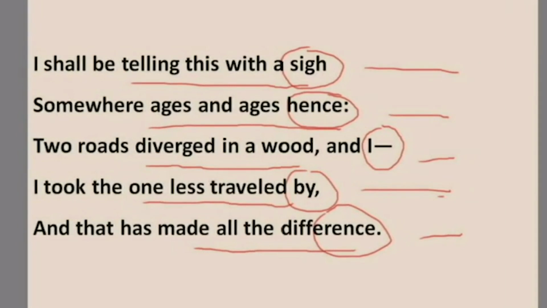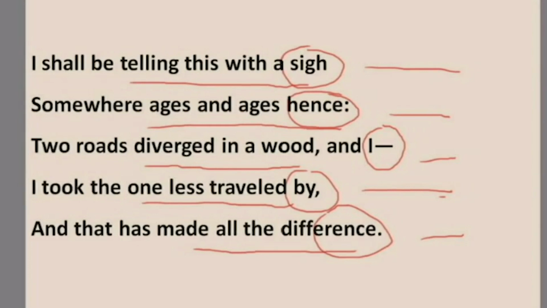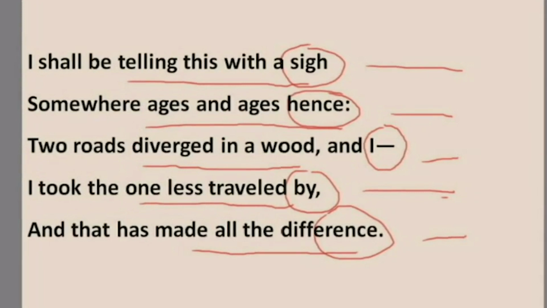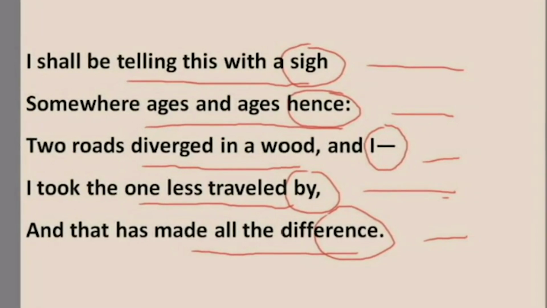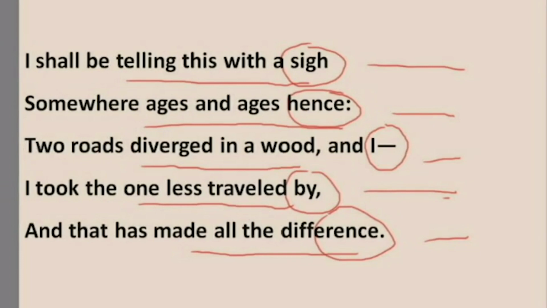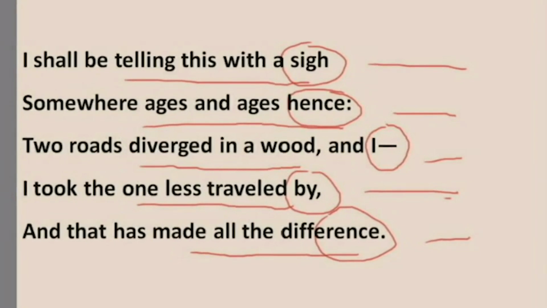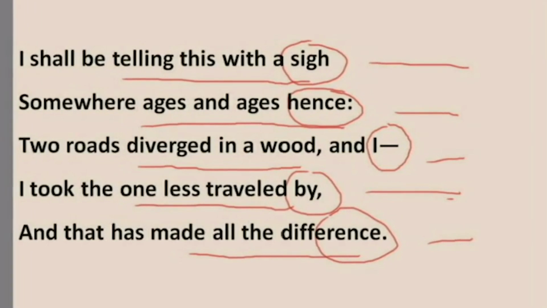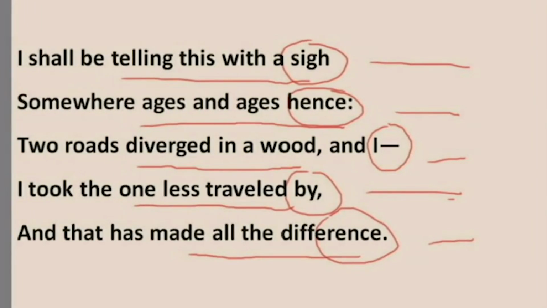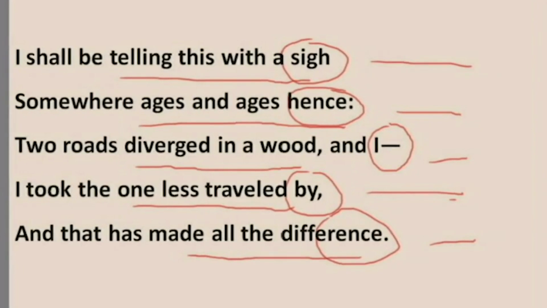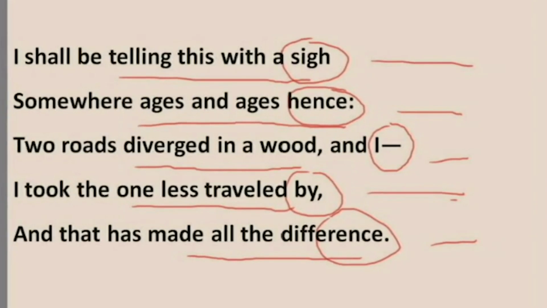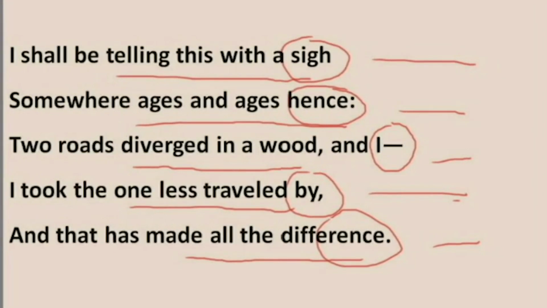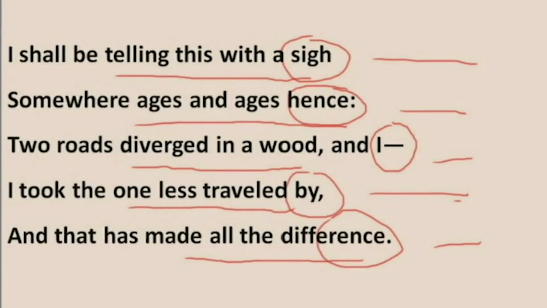If you get time, you can also translate at least one of the stanzas into Tibetan as homework. You got it? Now, as I've already told you, the two roads symbolize the different choices we make in our life. We should be very careful about choosing the right decision. As far as the poet is concerned, he chose the road which was less traveled by, and that has made all the difference.